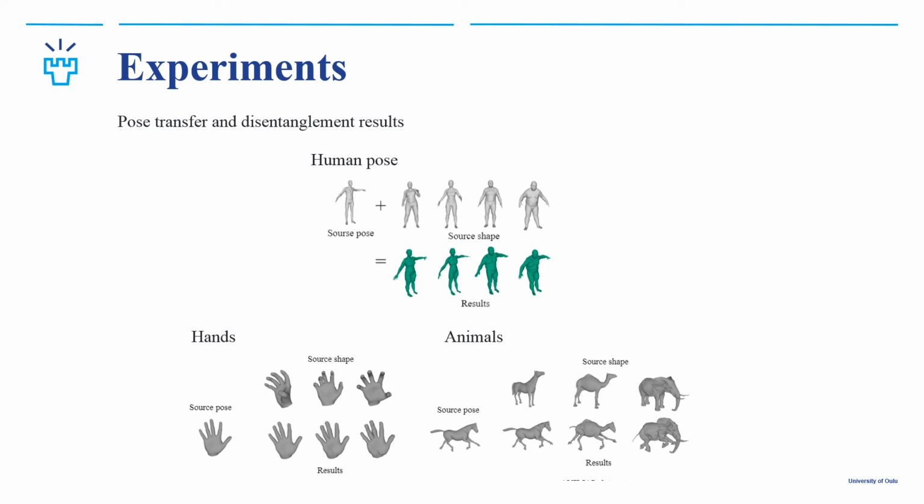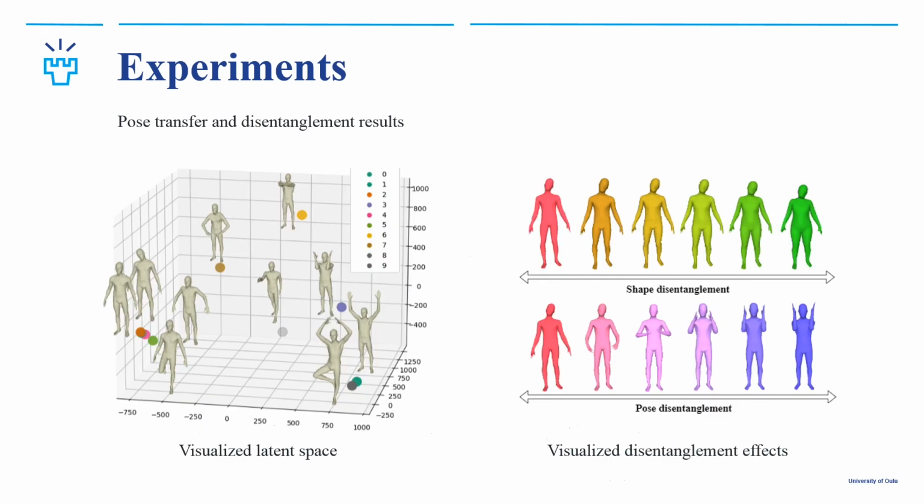Our method can not only work on human body meshes, but also on other domains, including hands and animals. We further show the possibility of manipulating the latent codes learned by IEP-GAN. The left figure shows the visualization of latent space. We observe that clusters in the latent space reasonably fit their physical pose representations. The right part shows the disentanglement effects by interpolating between two latent codes.